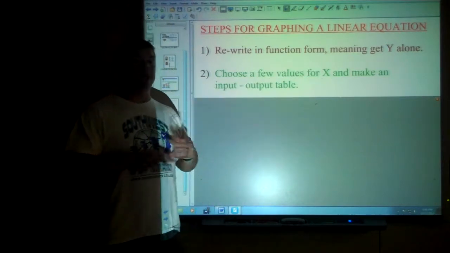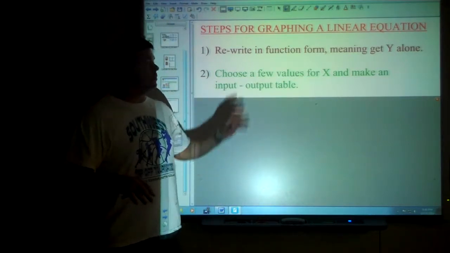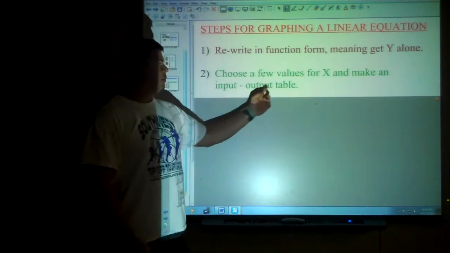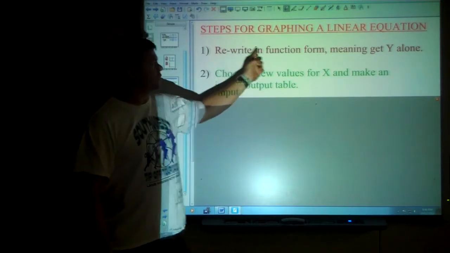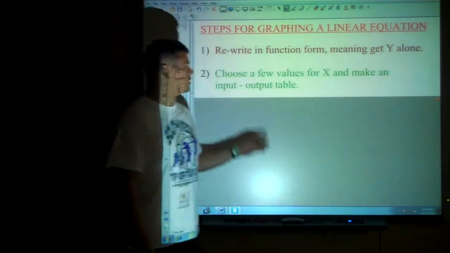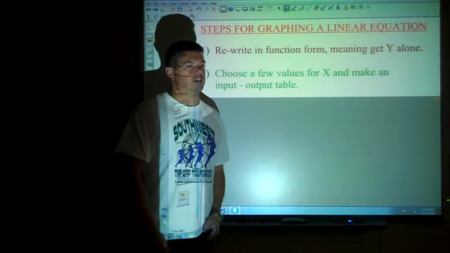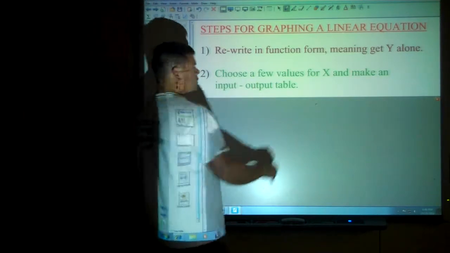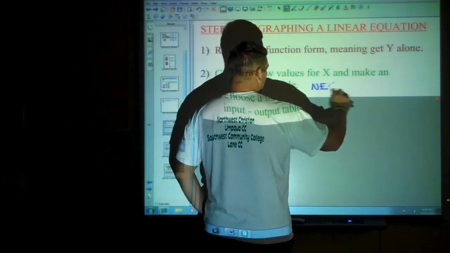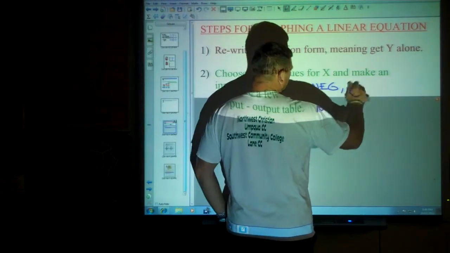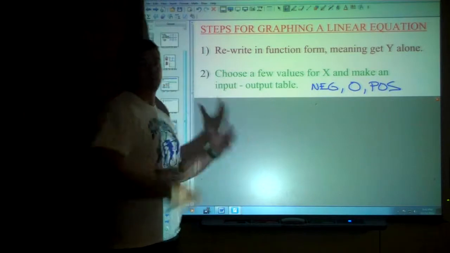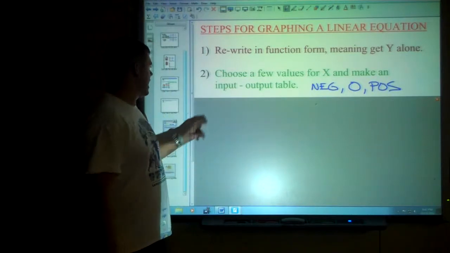In other words, you get to make up anything you want for x, because remember, you've gotten y alone, so x is probably on the side with everything else, and make an input-output table. Remember, function form of y depends on x, so it'll all matter for what we put in for x. Now, I suggest you at least have 3 points. You want to choose a negative value of x, you want to choose 0, and you want to choose a positive. That way you have an idea of what's happening with this graph on each side of the axes.